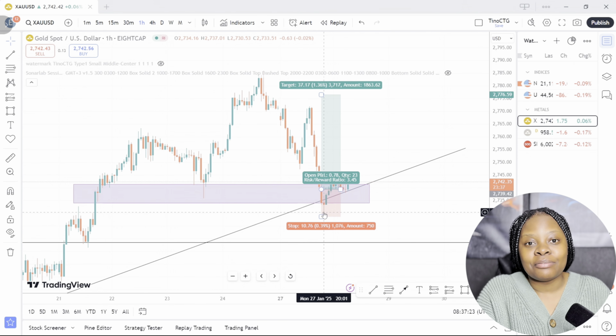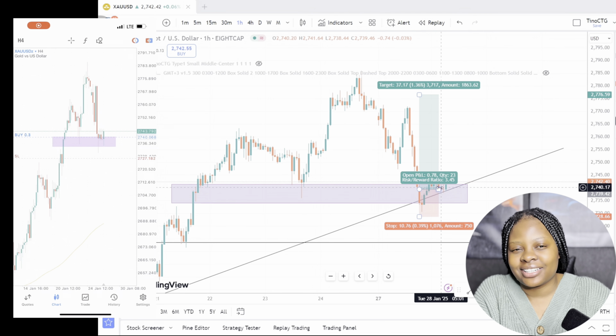Good morning, beautiful traders. It is the next day and the market has retraced a little bit, nothing major.